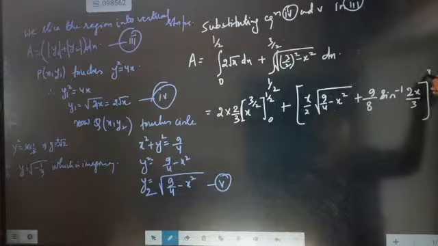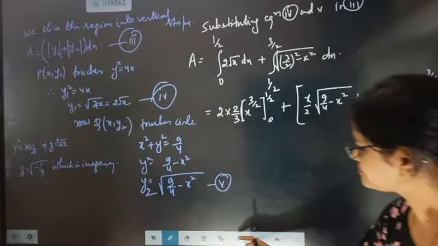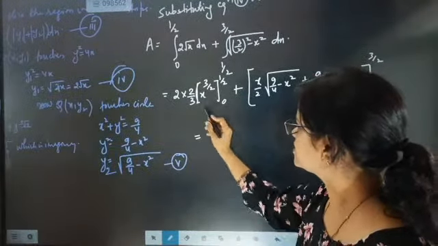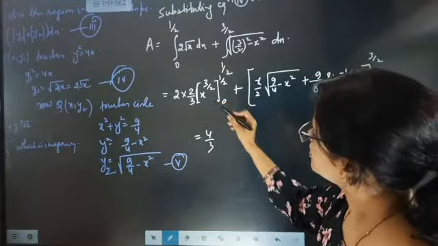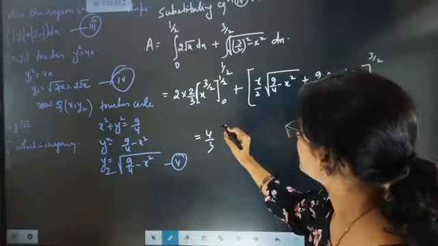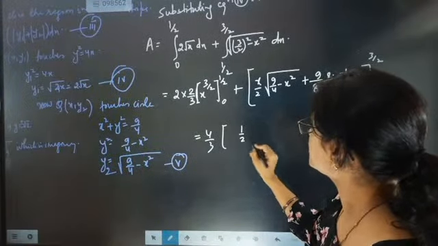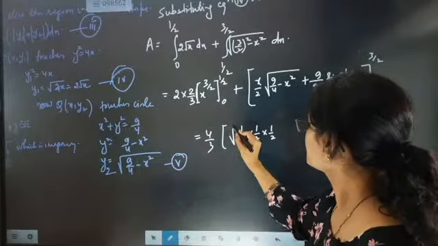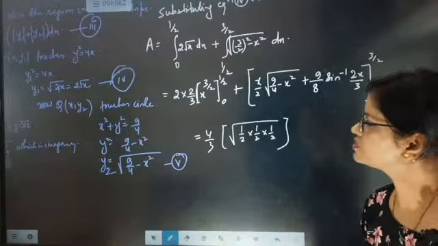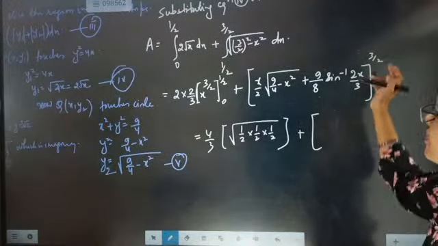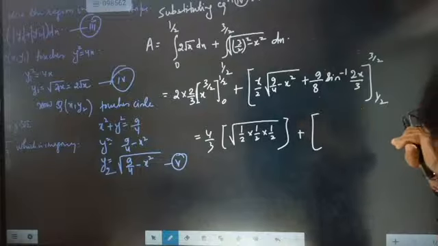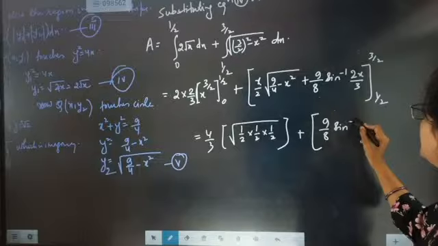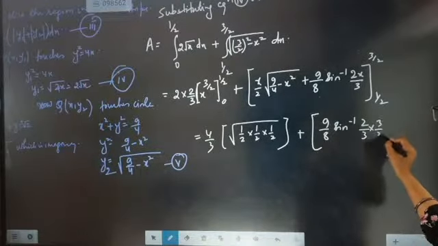Now you put in 3 by 2 and 1 by 2. When you put in the first part, 4 by 3 x to the power 3 by 2, with x equal to 1 by 2, I just wrote it like this for simplicity. When x is 3 by 2, this part will become 0, and it is 9 by 8 sine inverse of 2 by 3 into 3 by 2.